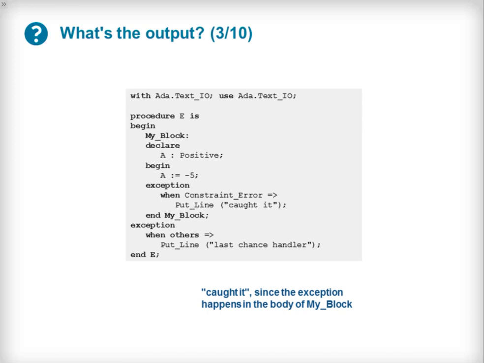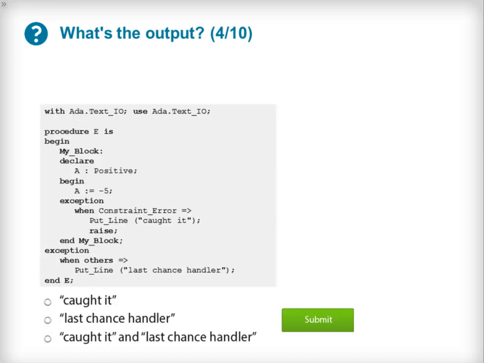This time the code printed out the string caught it, and this was produced by the exception handler in myBlock. The root cause of the exception is myBlock having a statement that assigns a negative number to A, which is of type positive. The exception is raised to the myBlock handler as it is the nearest handler of the enclosing scope, causing the string caught it to be displayed. No further action is taken within myBlock, and the program flow returns to the remaining statements of procedure E.